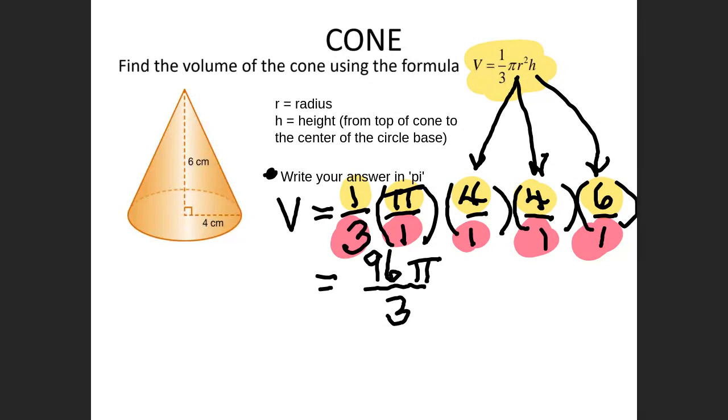Now, this fraction has to be reduced because I can divide or reduce by 3, which gives me 32 pi centimeters cubed, or cubic centimeters. That is your answer in pi.